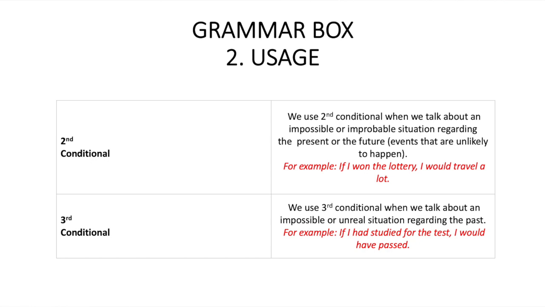Let's go back to the definition. We use the second conditional to talk about an improbable or impossible situation regarding the present or the future. If I look at this sentence, have I won at the lottery? No. But I don't know if I'm going to win or not. So it's improbable and it's in the future. An improbable situation in the future.